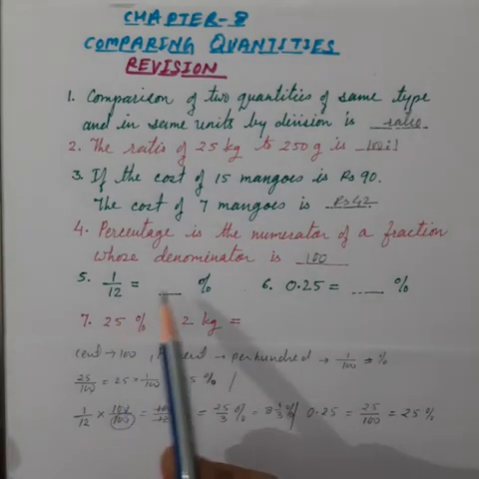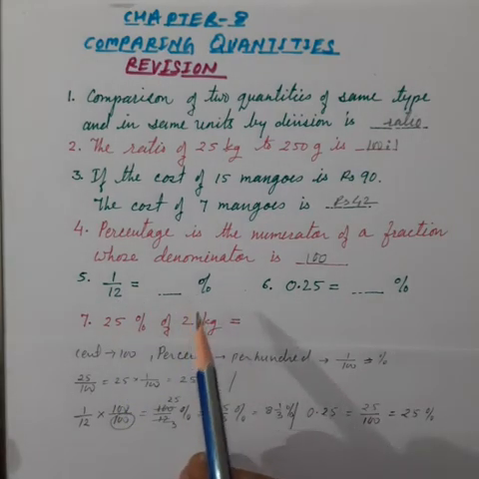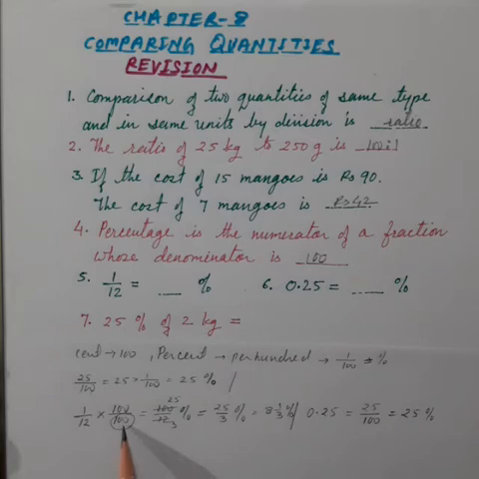Any fraction we can convert into percentage by finding out its equivalent fraction with denominator 100. To convert the given fraction into percentage, we have to multiply both numerator and denominator of the given fraction by 100. And for this 100 in the denominator, write percent sign. Solve the other part.